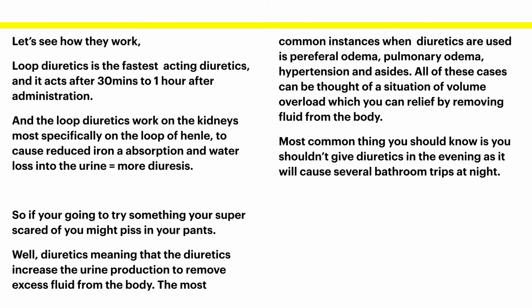So let's see how they work. Loop diuretics are the fastest acting diuretics in their class, and they act 30 minutes to 1 hour after administration. They work on the kidneys, more especially on the loop of Henle, to cause reduced ion absorption and water loss into the urine, therefore more diuresis. Diuretics increase urine production to remove excess fluid from the body.